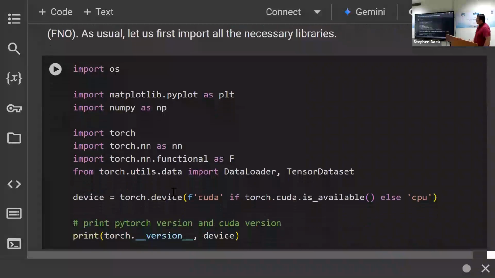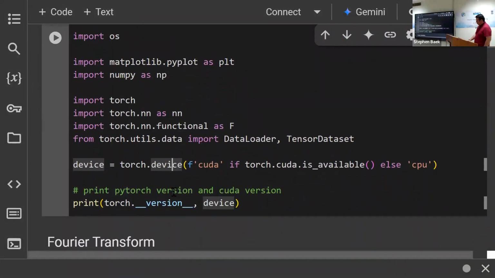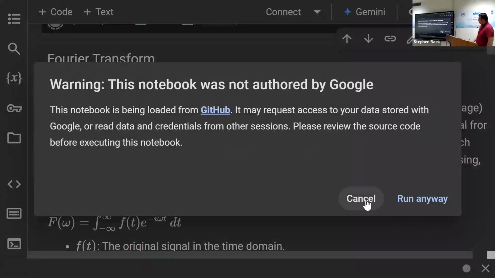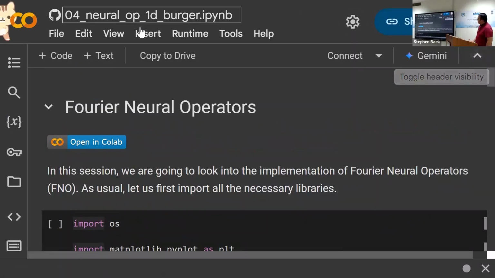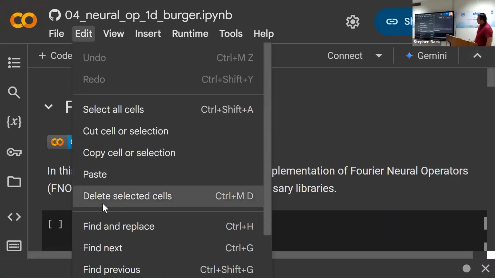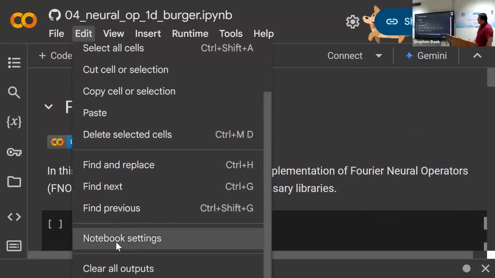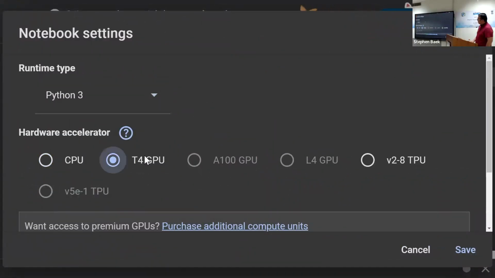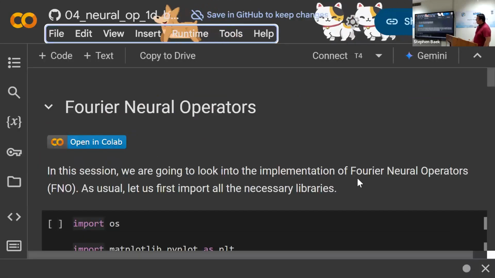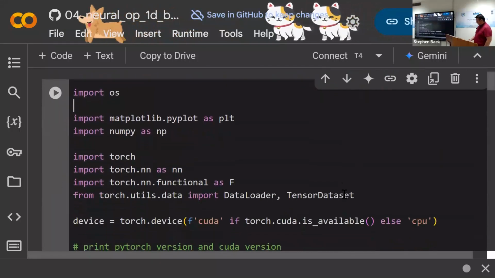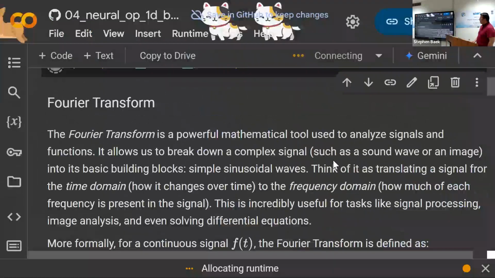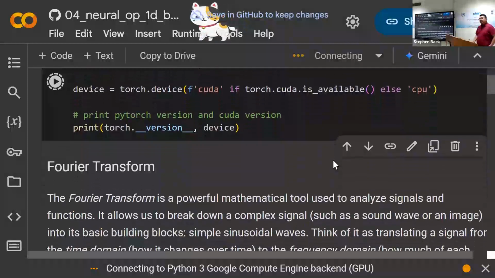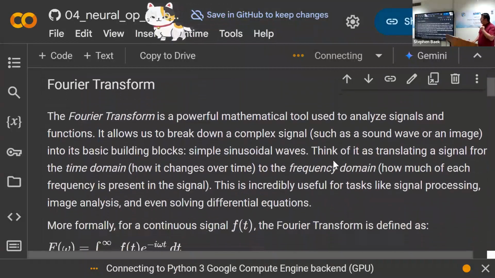So as usual, here's the notebook opened in the Google Colab. And for this one, I will change the notebook setting. So here's the edit notebook settings. And then I'm picking the T4 GPU as my hardware accelerator. So after that change, I'm running the first cell. The first cell is really just importing all the necessary libraries, so nothing interesting going on.